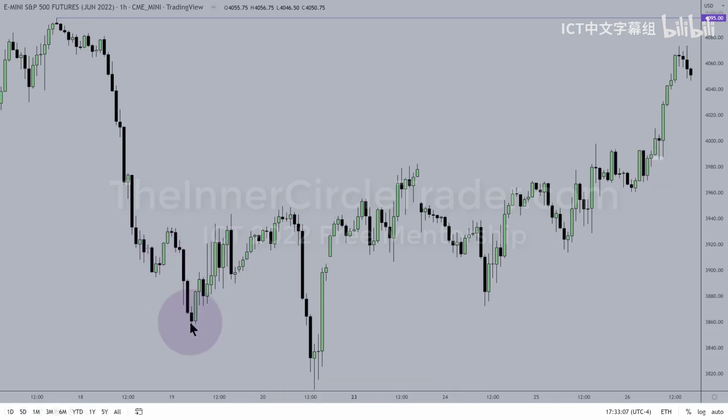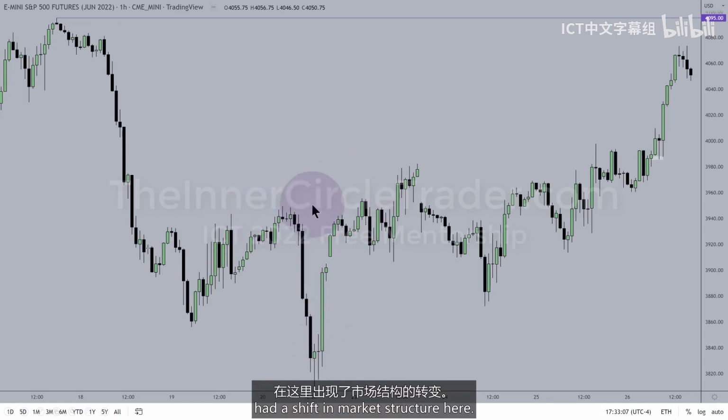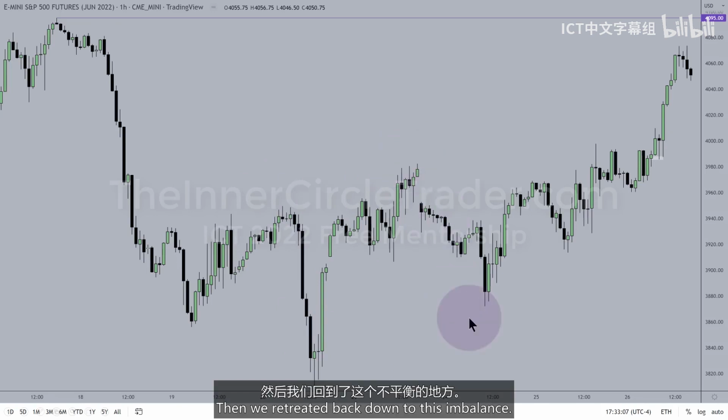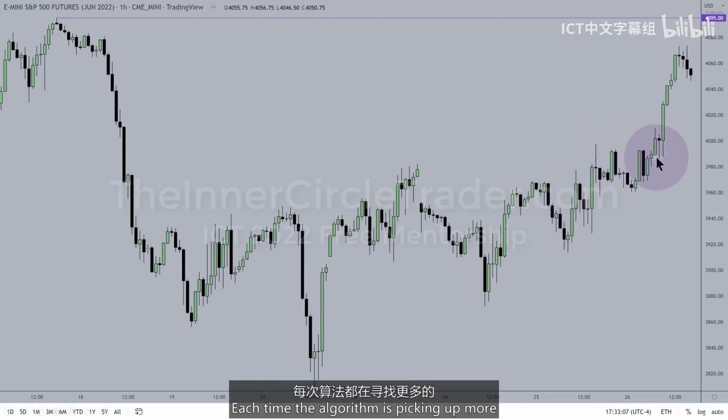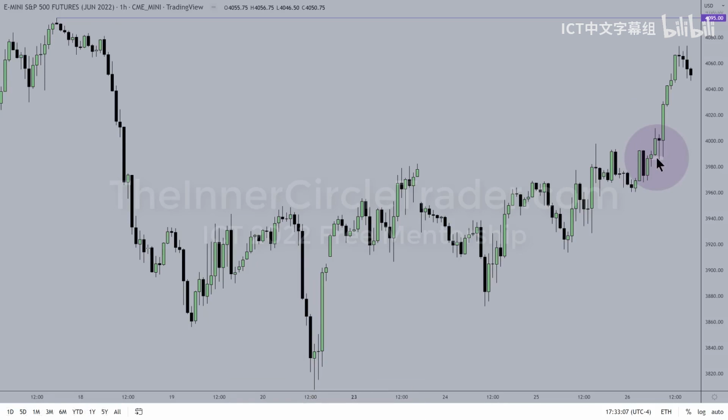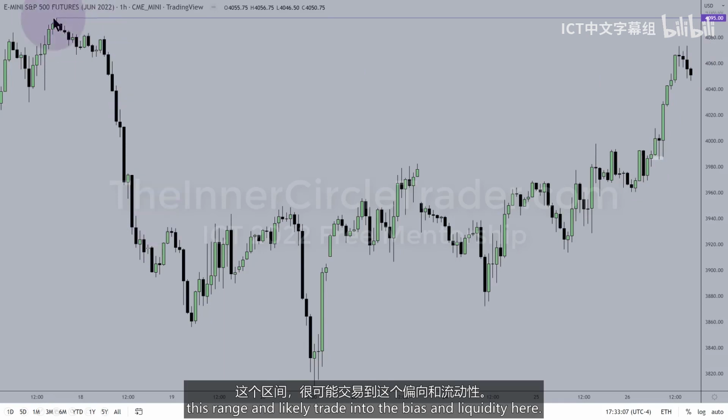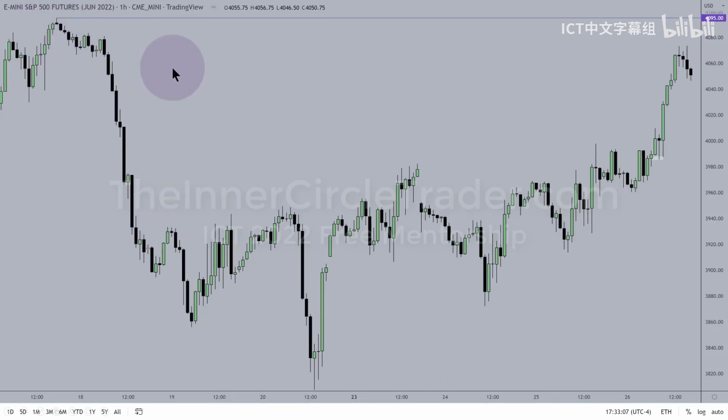We've had a low, a lower low, a sudden dramatic low that we came back up from, and a shift in market structure here. Then we retreated back down into this imbalance. So we're seeing the market do what? Keep going higher, picking up discount levels. Each time the algorithm is picking up more accumulated longs to press deeper into all of this range and likely trade into the buy side liquidity here.